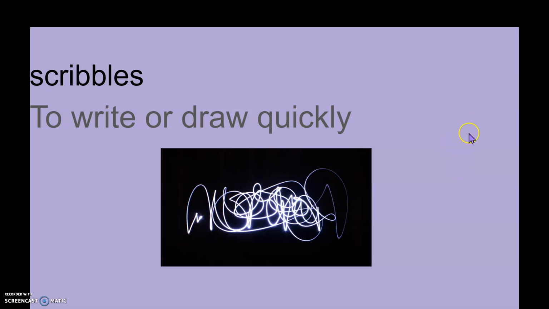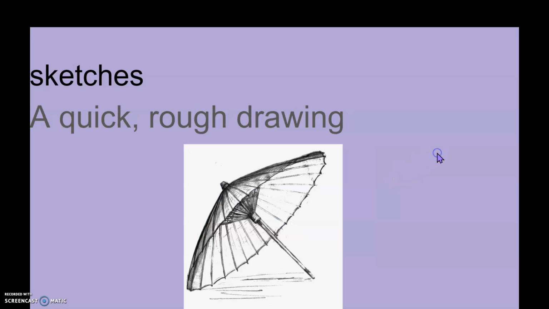Scribbles means to draw or write quickly. So you see scribbles here. Oops, sorry. So scribbles, and sometimes we are scribbling, and Miss Tucker can't read it if you write or draw too quickly. Sketches are a quick, rough drawing. So this is kind of like scribble, except this is more of a drawing outline type thing. So you see the umbrella is just really quickly sketched on the paper here.